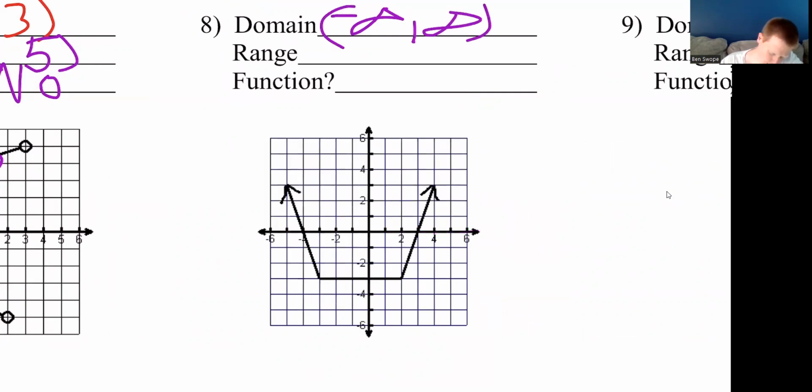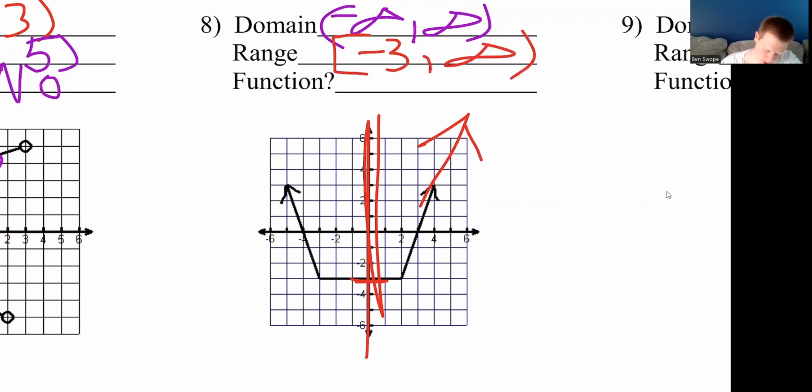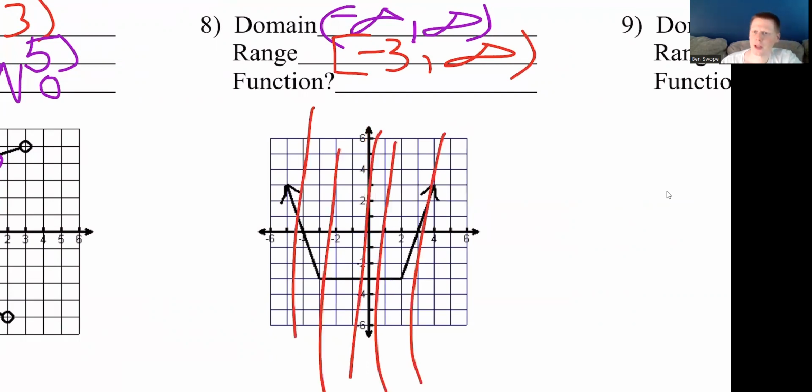The range, looking at the y values. So the lowest it goes is -3, and then it goes up forever. So that would be including the -3 because it's solid, to infinity. And this one would be a function though. Like if you draw a vertical line, will it hit more than 1 point?